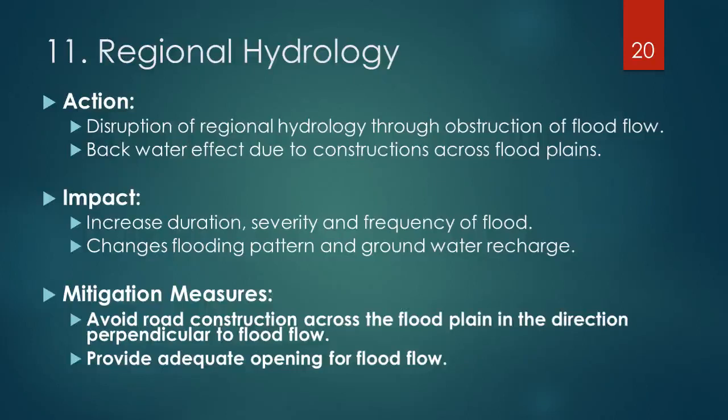Regional hydrology. The action is disruption of regional hydrology through obstruction of flood flow and backwater effect due to constructions across the flood plains, and the impact is an increase in the duration, severity and frequency of floods and changes in the flooding pattern and groundwater recharge. Mitigation measures: avoid road construction across the floodplain in the direction perpendicular to the flood flow, and provide adequate openings for the flood flow.